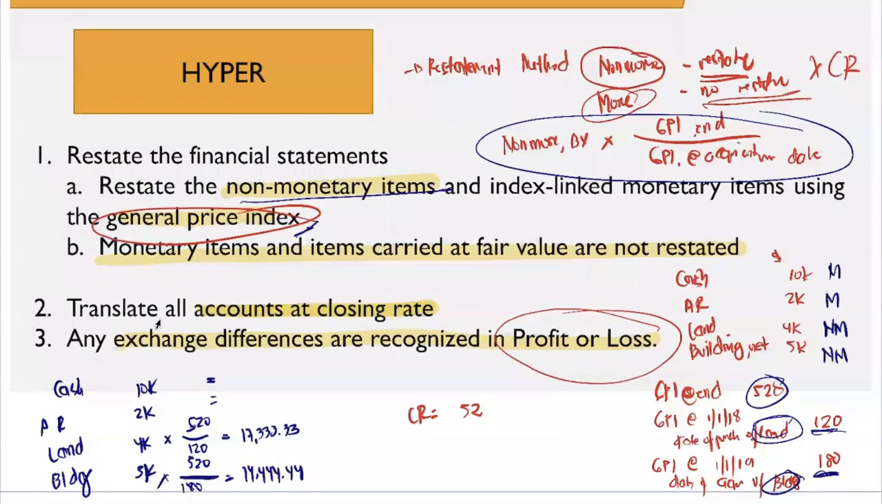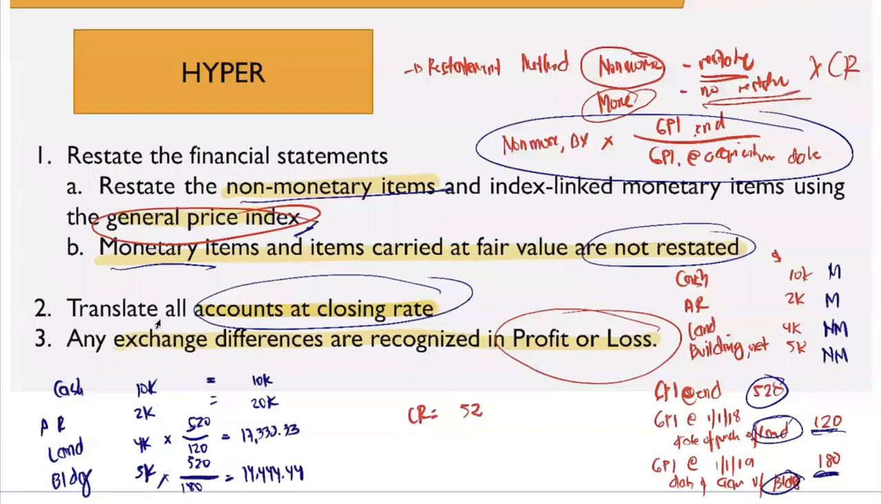Next step, money are not restated. So we just get the value 10,000 and 20,000. After that, we translate all accounts at closing rate. So what is our closing rate? 52. So what then is our translated asset? So 10,000 times 52, the translated cash is 520,000.